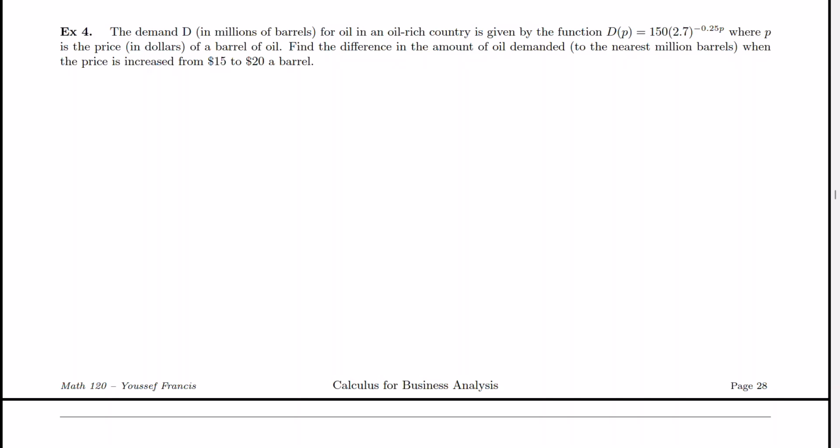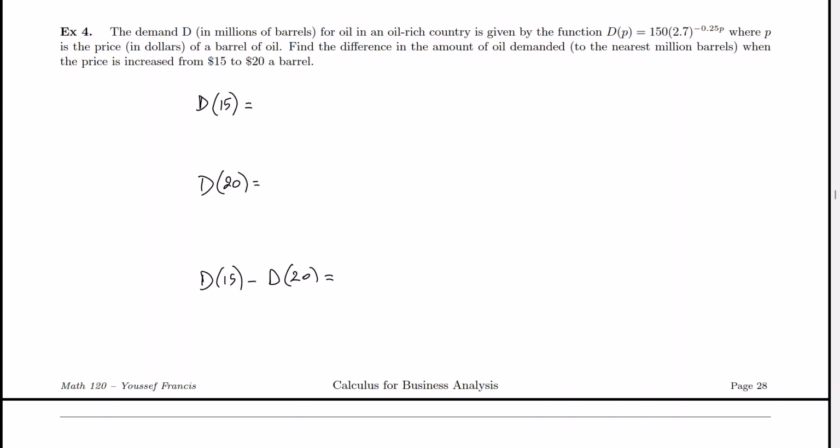So what are we asked to find? We're asked to find the difference in the amount of oil demanded to the nearest million barrels when the price increases from $15 to $20 a barrel. So this is a straightforward application of just plugging the numbers into the formula and then calculating the difference. So what we're asked to find is to calculate D of 15, so figure out how much the demand is when the price is $15, then figure out what the demand is when the price is $20, and then just find the difference of these two. So next we'll just do D of 15 minus D of 20, and that will be the answer that they are looking for.